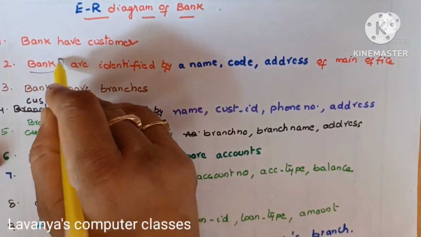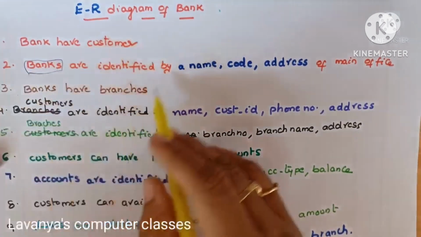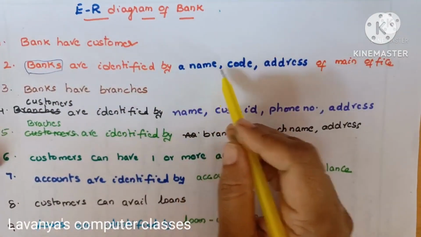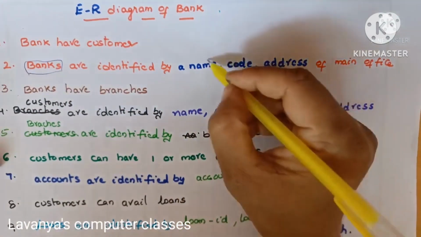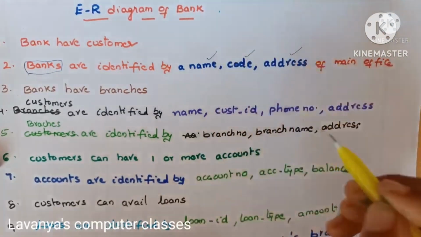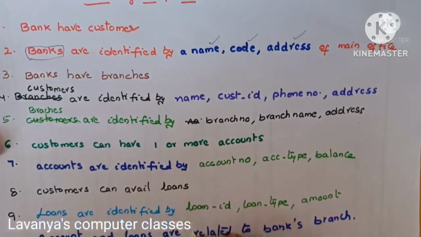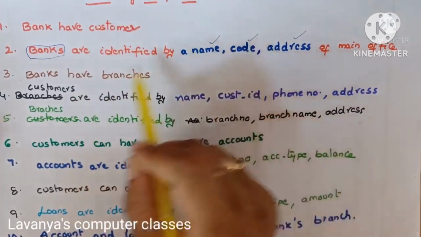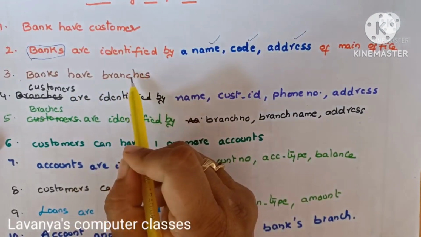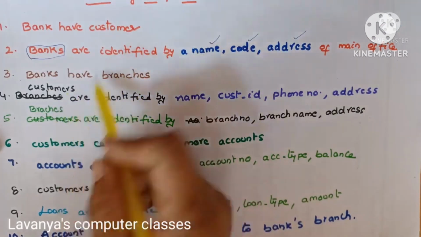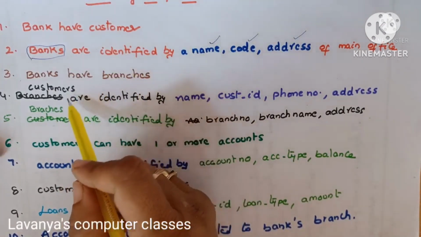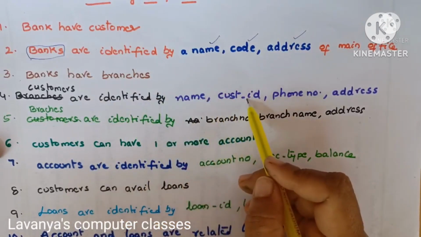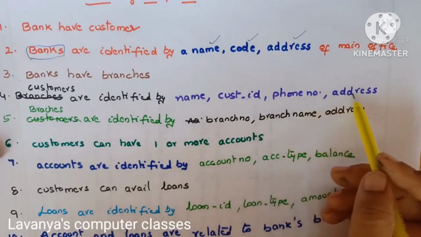So this is the bank. Bank is an entity set. What are the attributes of banks? They are already mentioned in the description. That is name, code, address. Remember these. So this is the first entity set. Next one is banks have branches. The main office bank has so many branches. Then bank means anyway we have customers. Customers are identified by name, customer ID, phone number, address.